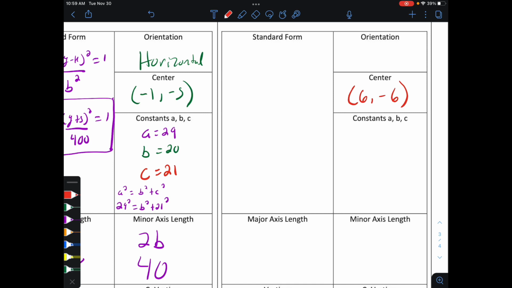If your foci are in the same direction of the center as your vertices are, so if they're up and down, your vertices will be up and down, so the orientation is vertical. What does that mean? That means when you start writing your standard form, (x minus h) squared plus (y minus k) squared is equal to 1, y has to have the bigger denominator, and x will have the smaller denominator.